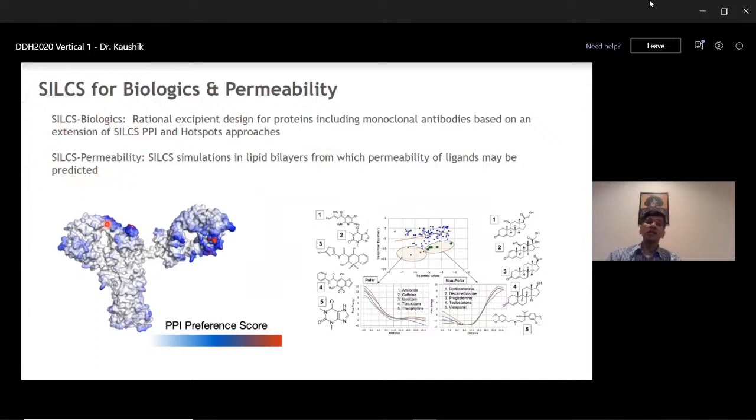Another very interesting study that's currently going on is this permeability approach, where if you have a given bilayer of interest, you can use the SILCS simulations as a strategy to understand permeability of which ligands are likely to pass through a given bilayer composition. So there's a lot of interesting ways in which you can keep going back to your affinity patterns to tap in and retrieve this new information for these different aspects of drug design.